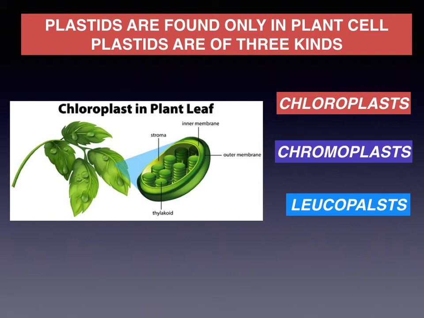Chloroplast is the one that you have been studying in the previous grades. It is green in color, contains chlorophyll, and helps in photosynthesis. Chromoplast and leucoplast are the other two kinds. Chromoplast is usually pigmented, giving colors to fruits, sometimes leaves, and also flowers. Leucoplasts are colorless and have basic functions like storage of materials.